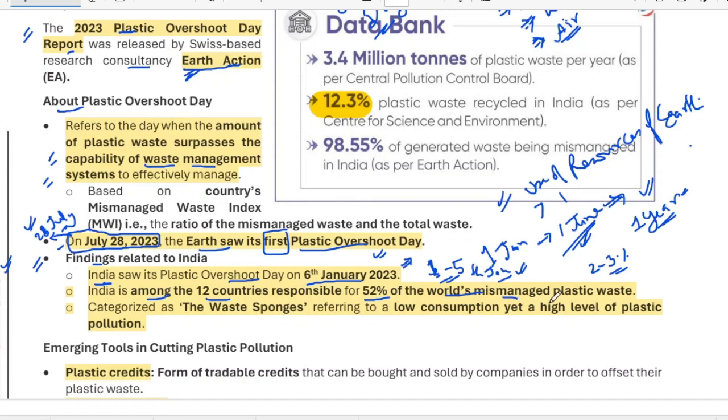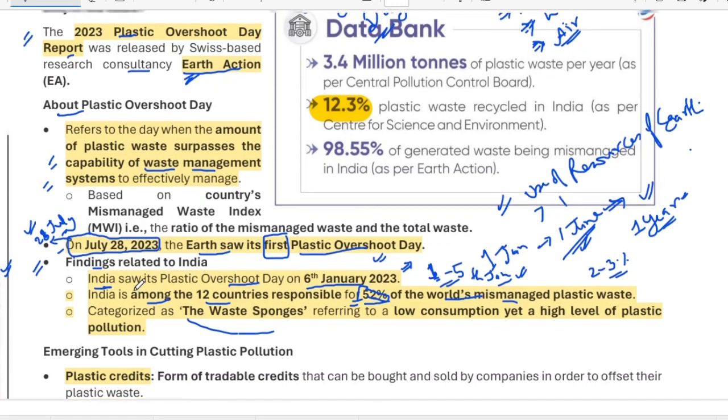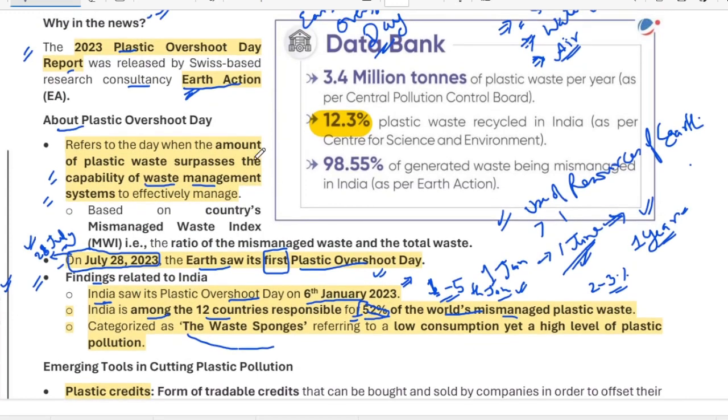India is among the 12 countries responsible for 52% of the world's mismanaged plastic waste. Okay. So 52% of the plastic that we produce is mismanaged. India has been categorized as a waste sponge. Okay. Now, one of the data points that can be very important is that 12.3% of plastic is recycled in India. Only 12% is recycled in India, as per the report by the Centre for Science and Environment.